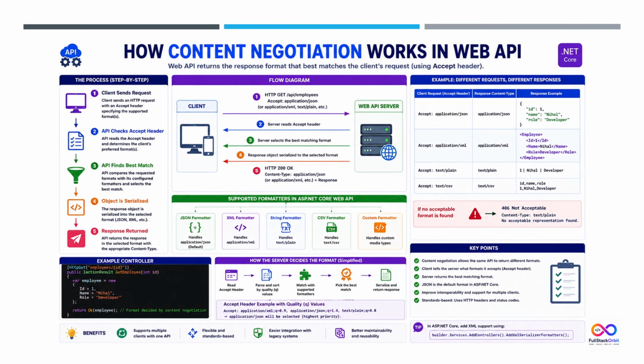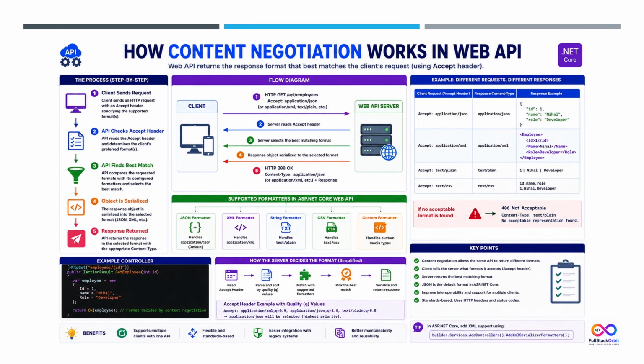In step 4, object is serialized. Once the formatter is selected, the response object is converted into the requested format. This process is called serialization. For example, an employee object is converted into the JSON, XML, plain text, or CSV format, depending on the selected formatter.